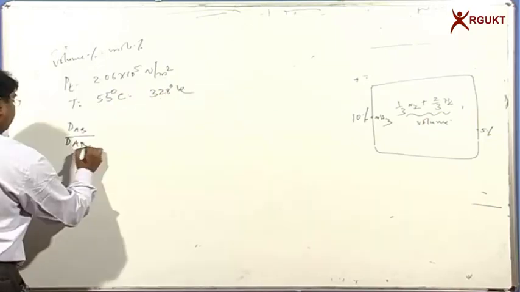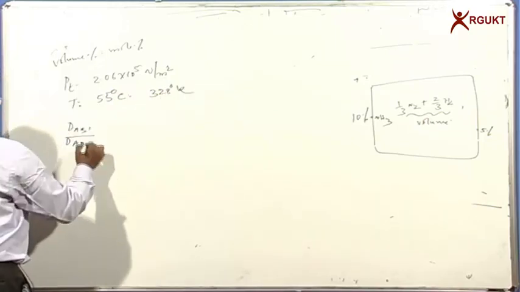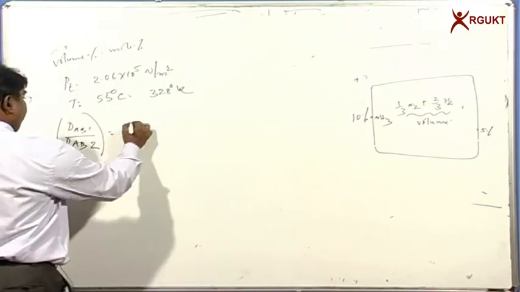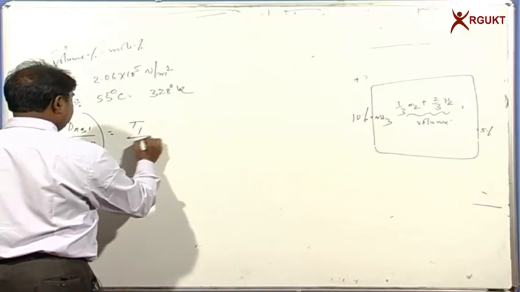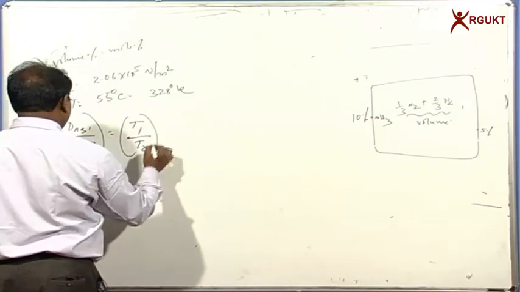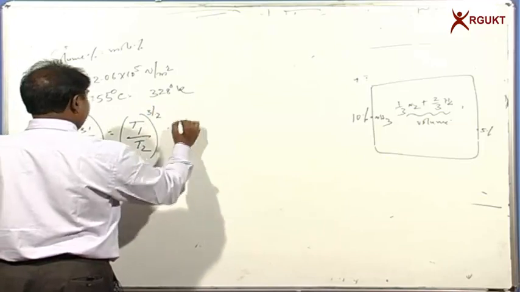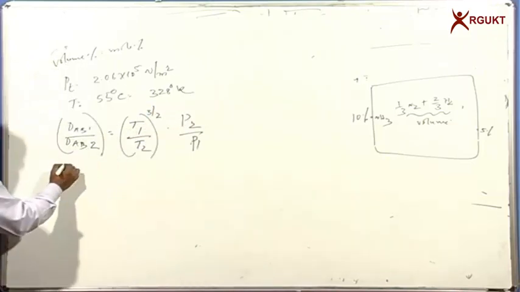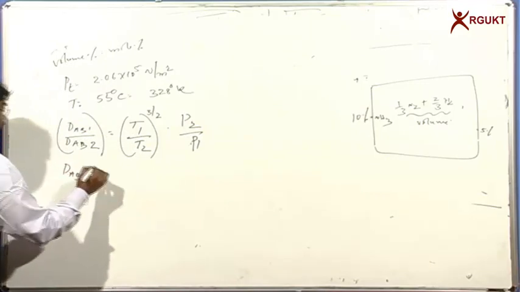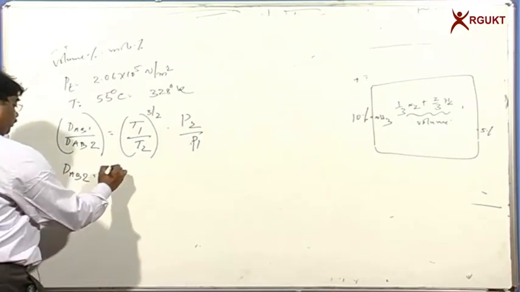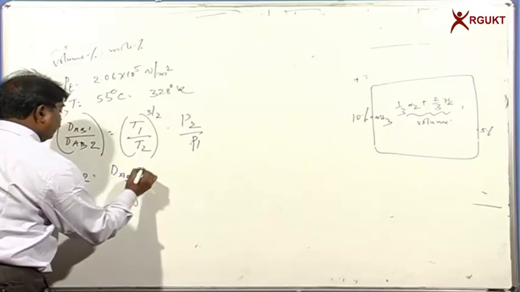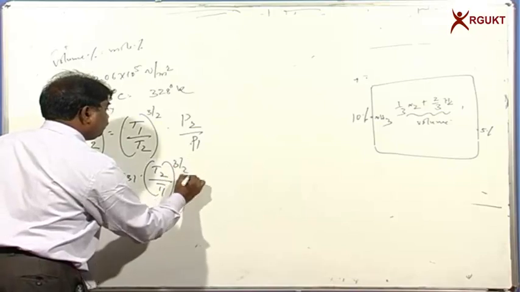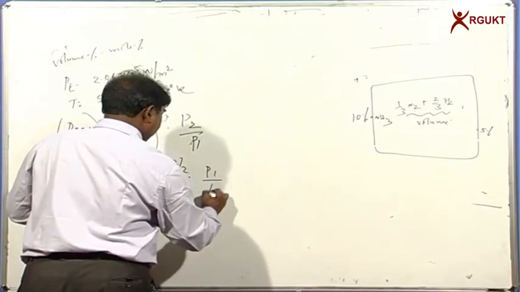Now the diffusion coefficient at condition 1 is given, at condition 2 we have to estimate, and we can use the Wilke-Chang equation relationship, D_AB1 by D_AB2 equal to T1 by T2 to the power of 3 by 2, P2 by P1. So D_AB2 is equal to D_AB1 into T2 by T1 whole to the power of 3 by 2, P1 by P2.